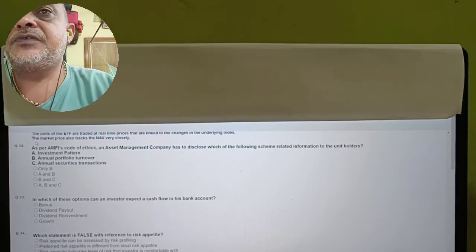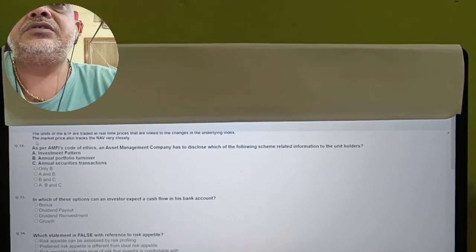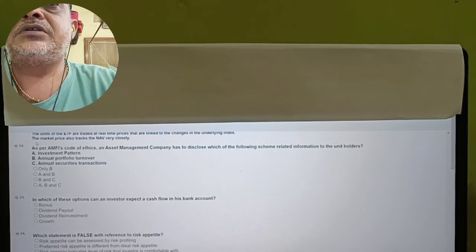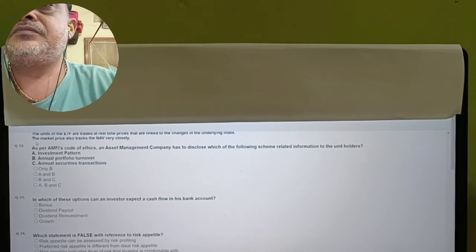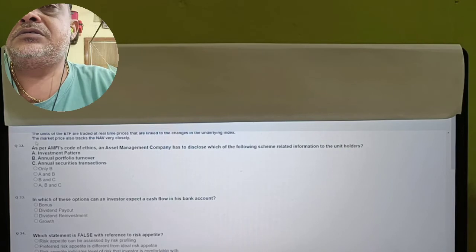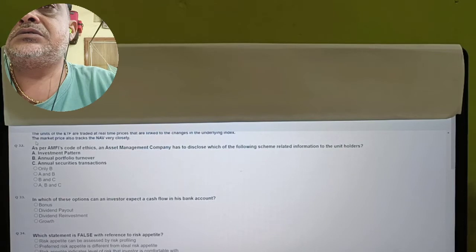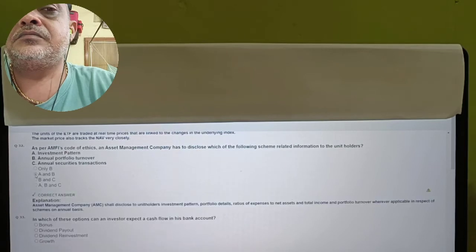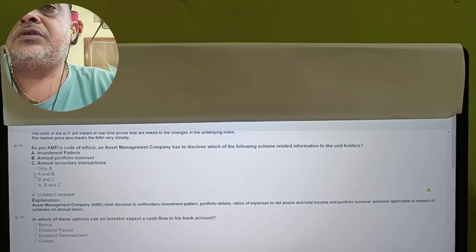As per AMFI's code of ethics, an asset management company has to disclose which of the following scheme related information to the unit holder? Investment pattern, this has to be disclosed. Annual portfolio turnover, annual securities transaction. I think A and B is right. It need not declare or disclose annual securities transactions.